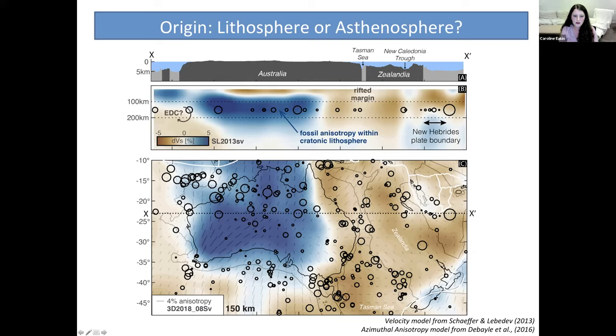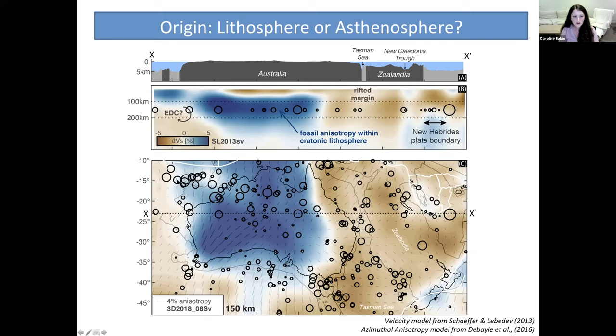So for all these scatterers in central Australia and the western part of Australia, we can quite confidently say that these are most likely representing boundaries in fossil anisotropy within the cratonic lithosphere.